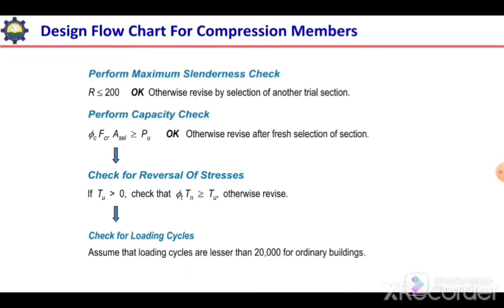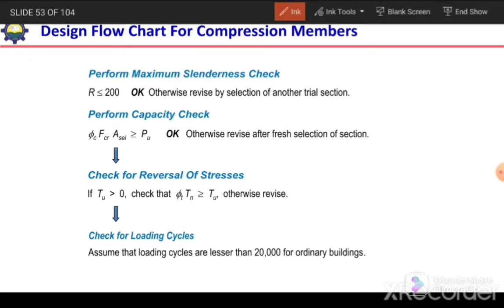And after performing the local instability check, based on the critical slenderness ratio, which should be less than 200, we will again calculate phi Fcr and multiply it with the area of the selected section, and it should be more than Pu, the applied load. Otherwise, if it is less, then we need to revise the section. We need to go for a higher section with a higher area or a lesser slenderness ratio.